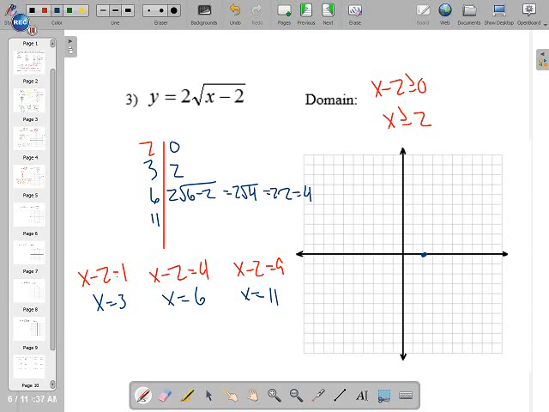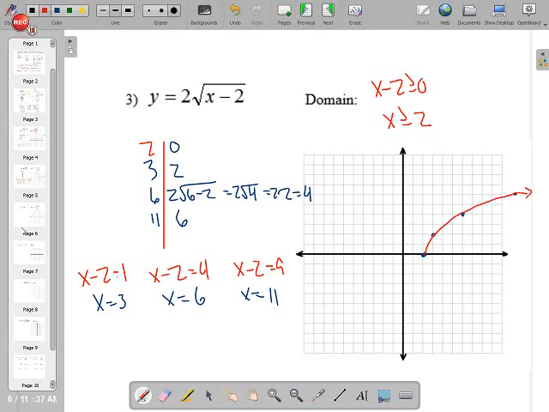So for 6, let's plot it. 1, 2, 3, 4, 5, 6, and up 1, 2, 3, 4. Last one, 11 minus 2 is 9. The square root of 9 is 3. 2 times 3 is 6. So 11 is at 6. And it looks something like this.